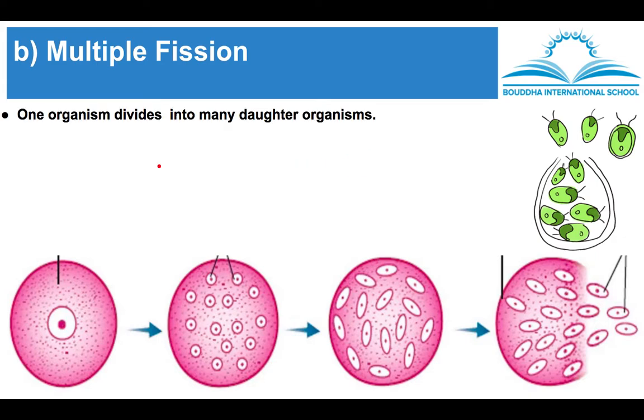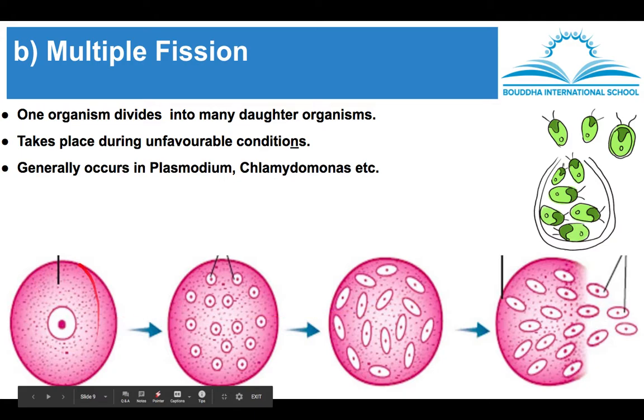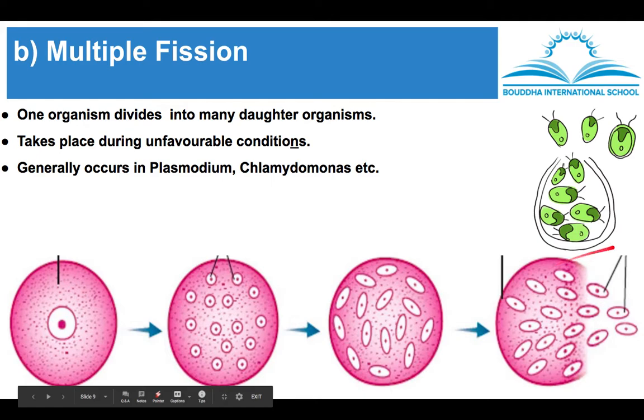So multiple fission is that fission where one organism divides into many daughter organisms, and it takes place during unfavorable conditions. And it is common in Plasmodium. So this is Plasmodium. So one Plasmodium body is divided and forming many young Plasmodium, and this is Chlamydomonas.